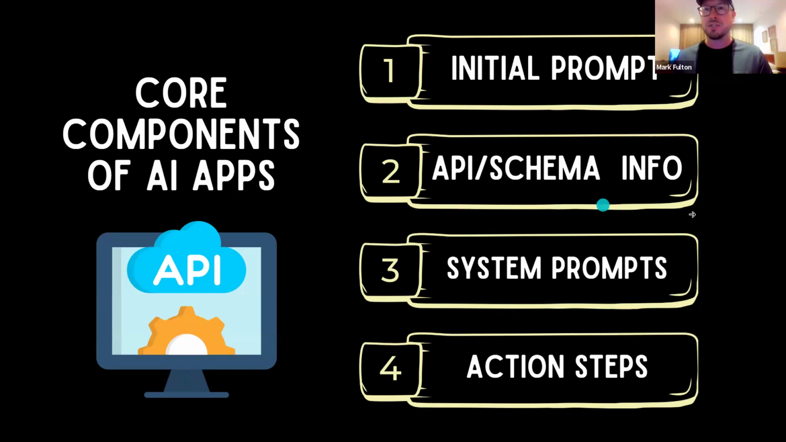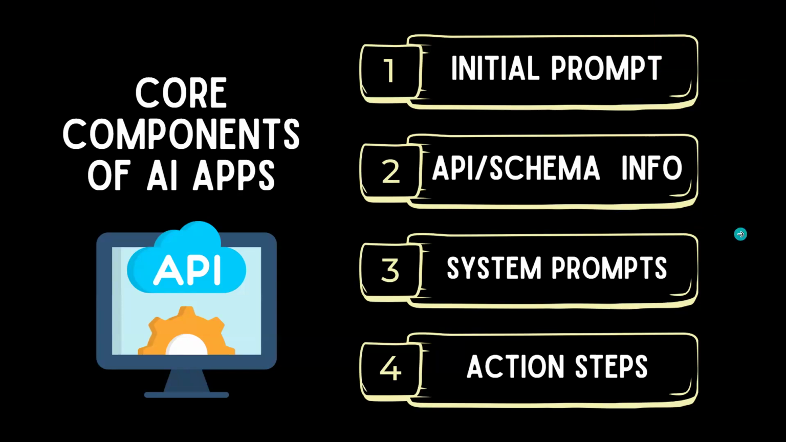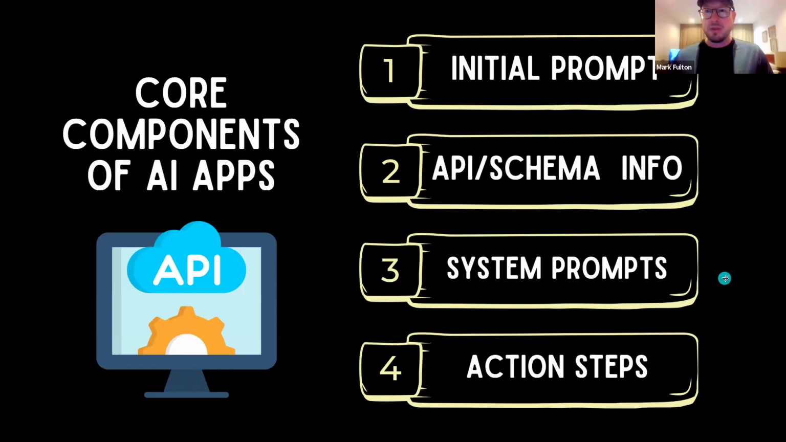Second, your API and your schema information. We need to provide some information about the OpenAI API and how it works so that the code generator does it properly. And then we also need to provide some information about our JSON schema. What data do we want to get back? Basically, we need to tell it what we want it to do there.